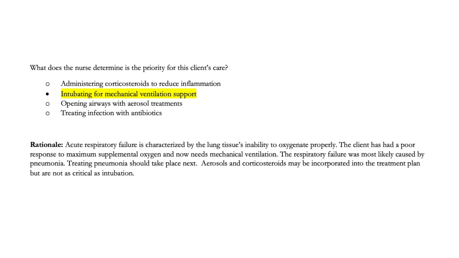The rationale is acute respiratory failure is characterized by the lung tissue's inability to oxygenate properly. The client has had a poor response to maximum supplemental oxygen and now needs mechanical ventilation. The respiratory failure was most likely caused by pneumonia. Treating pneumonia should take place next. Aerosols and corticosteroids may be incorporated into the treatment plan but are not as critical as intubation.